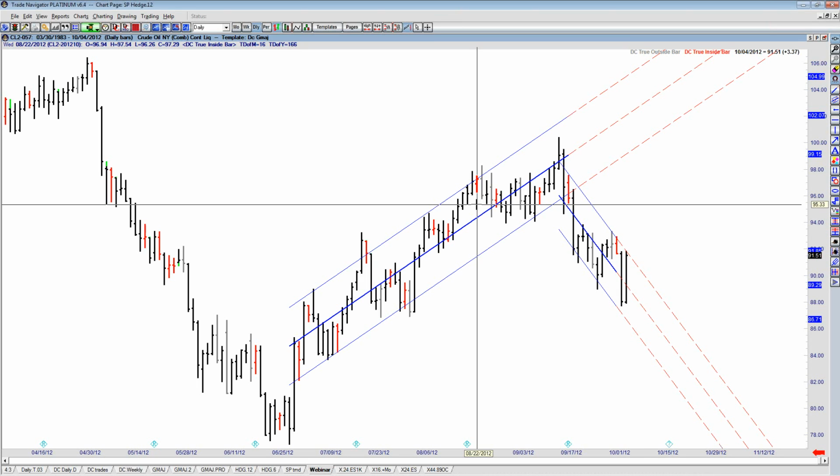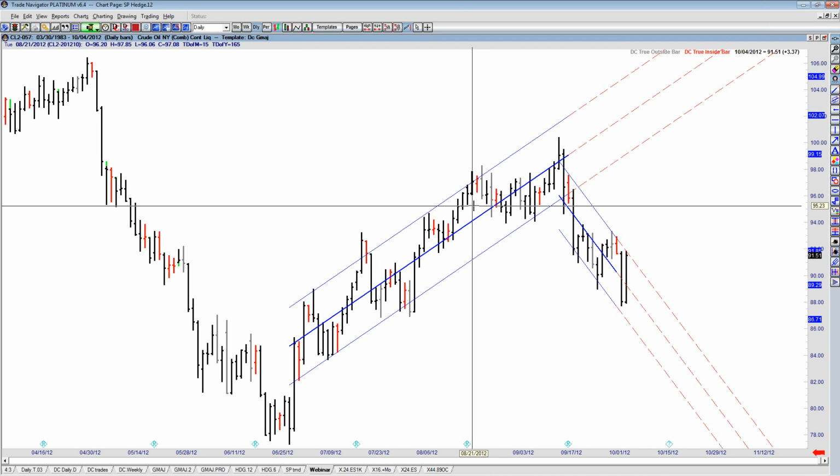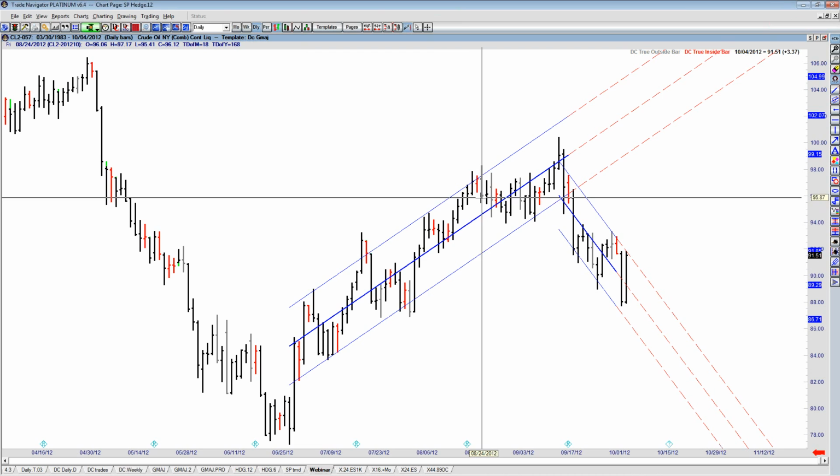So our entry, if we're trying to enter after an outside bar, is to buy the high or sell the low, depending which way we want to go, of the last bar before the inside bar that was not itself an inside bar. So we're selling below this bar on August 21st.